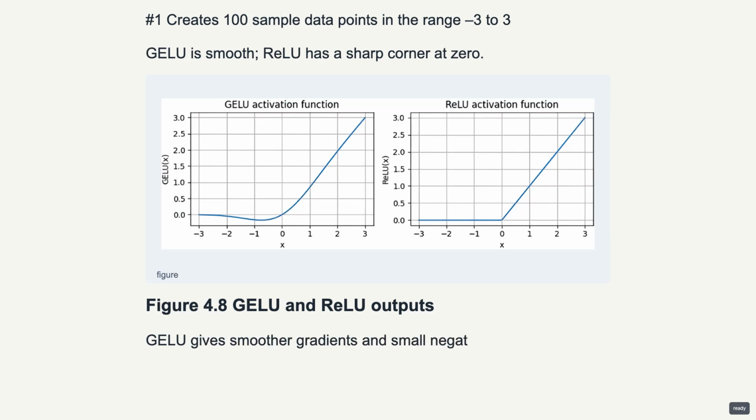That smoother shape helps during training because parameter updates can adjust more gradually. Since GELU does not shut off all negative values, neurons with negative input can still contribute a little to learning instead of becoming completely silent.